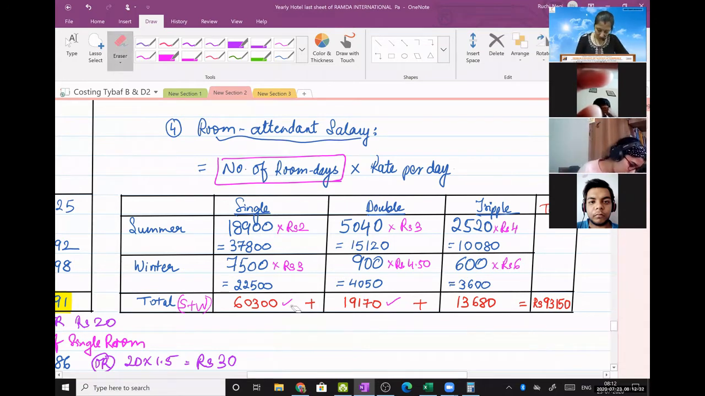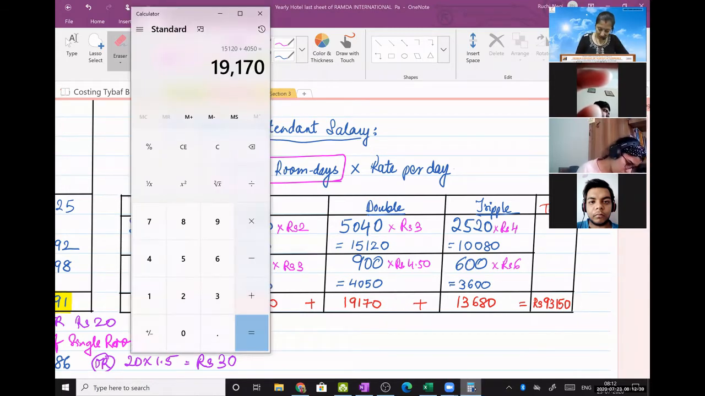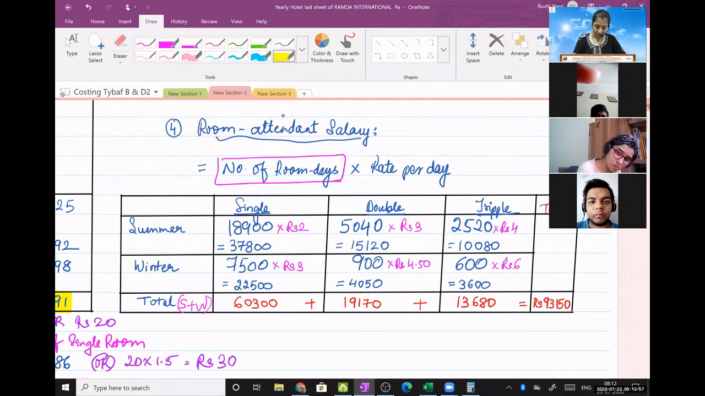Then total all the three figures: 19,170 plus 13,680 plus 60,300. My answer is 93,150.